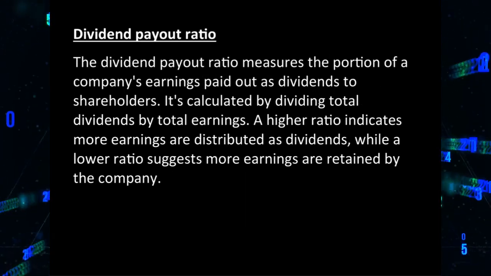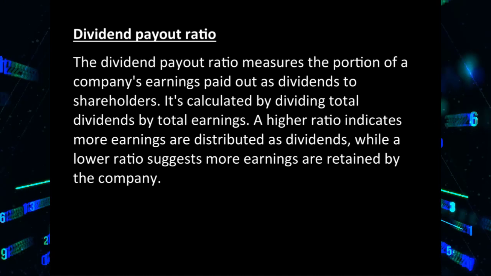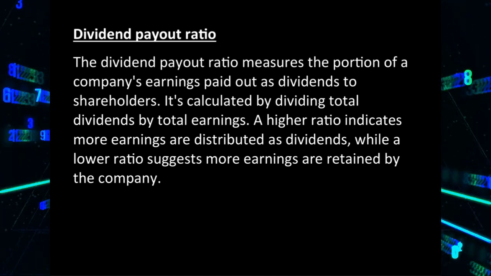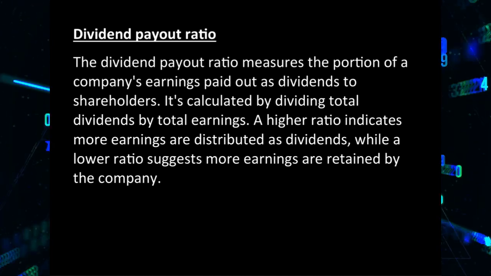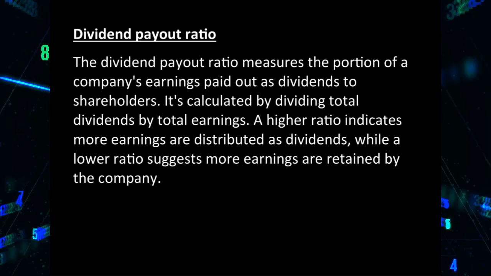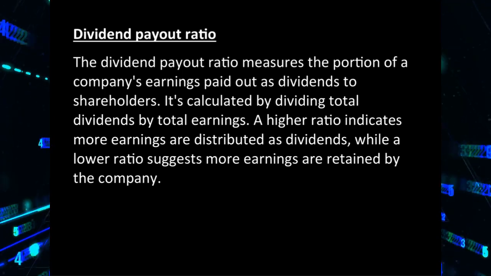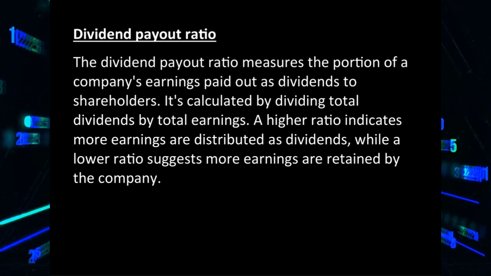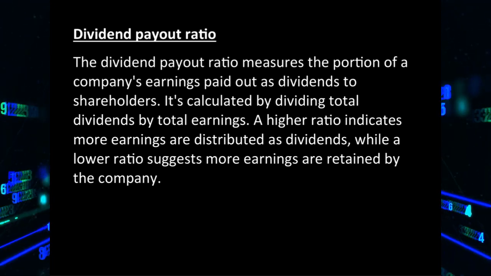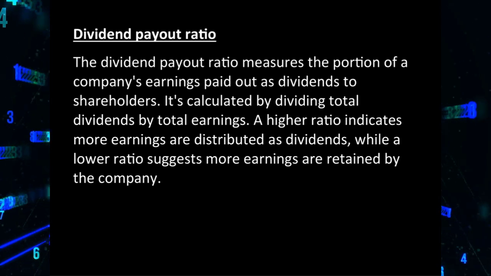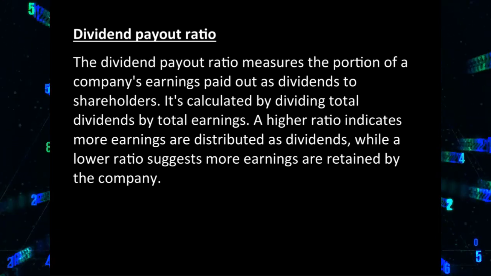Dividend payout ratio. The dividend payout ratio measures the portion of a company's earnings paid out as dividends to shareholders. It's calculated by dividing total dividends by total earnings. A higher ratio indicates more earnings are distributed as dividends, while a lower ratio suggests more earnings are retained by the company.